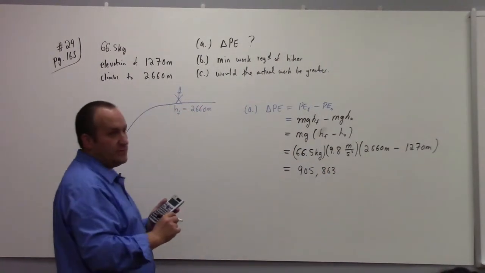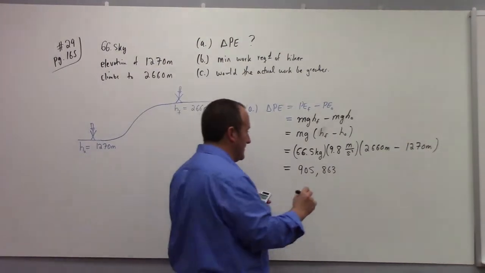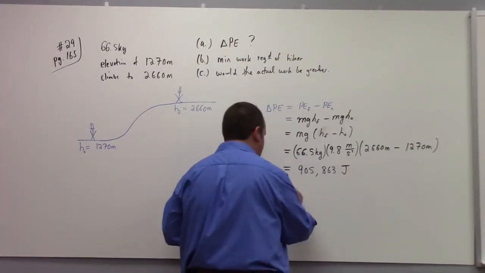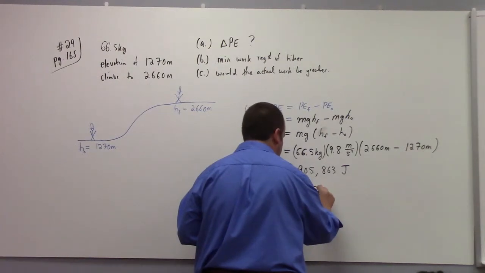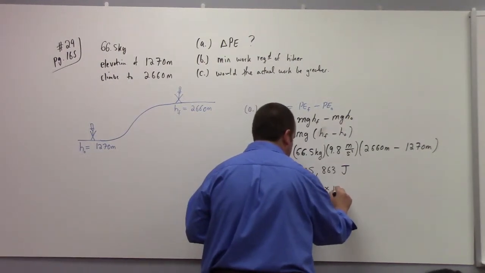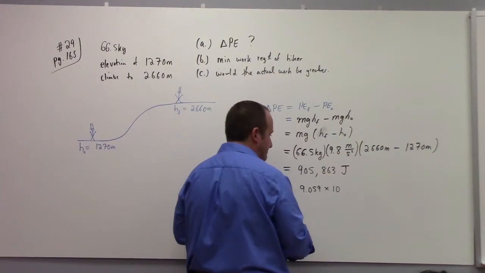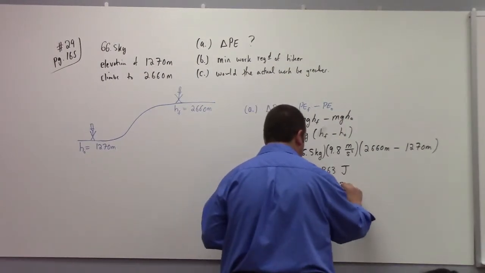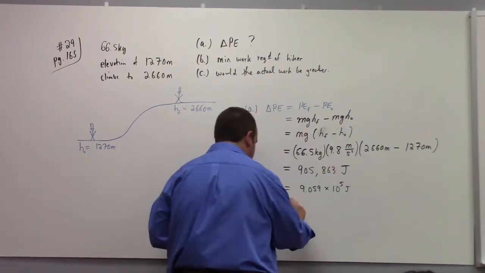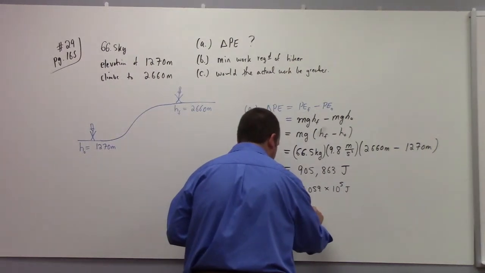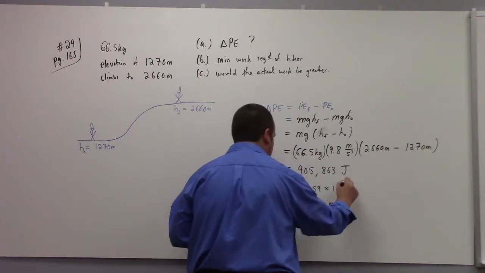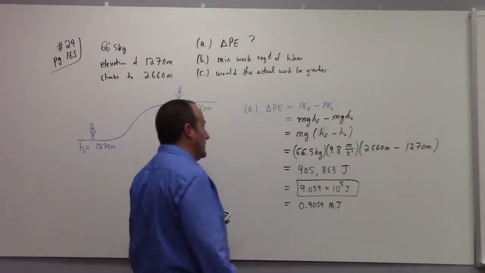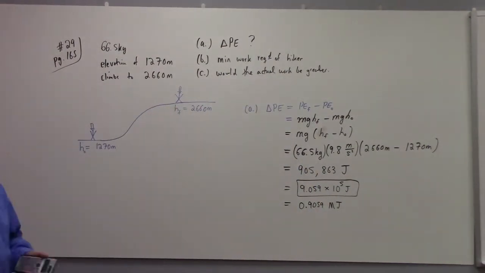The units are joules, also known as newton meters. Now a better way to write that is 9.05, let's say 9, times 10 to the what joules? Yeah, 10 to the 5th joules. Or if you want to be silly, 0.9059 megajoules. I like this one though. Any of the last 3 answers would be counted as correct on my test. All right?